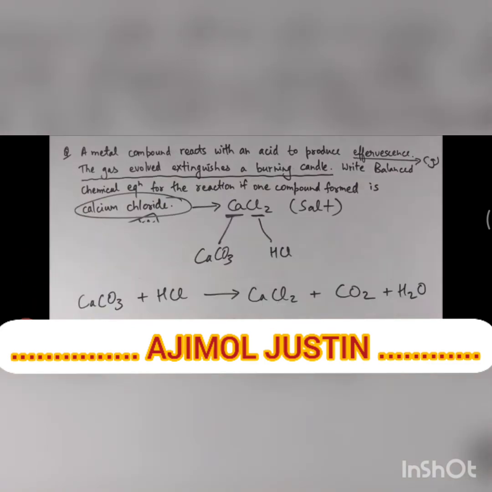Now calcium chloride, CaCl2, is the salt which was formed. So it can be formed from two compounds, calcium carbonate and HCl. So the reaction will be CaCO3, calcium carbonate, plus hydrochloric acid giving calcium chloride plus carbon dioxide, which helps in putting out the candle, plus water.